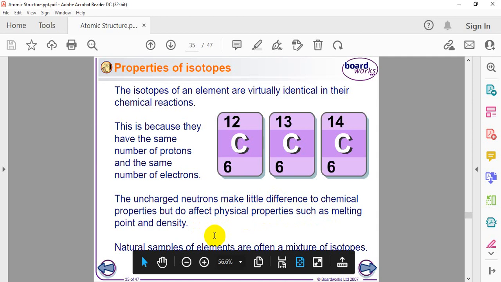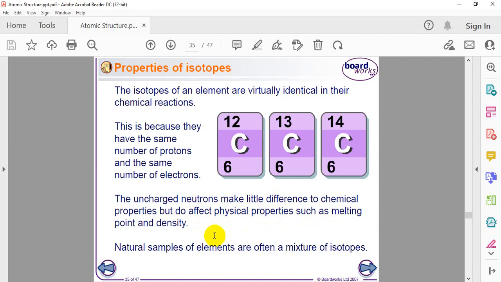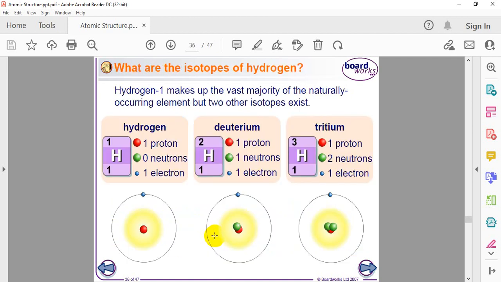Natural samples of elements are often a mixture of isotopes. So if you take carbon, carbon may contain 95% carbon 12, 3% carbon 13, 2% carbon 14, making 100%. We'll throw more light on this.